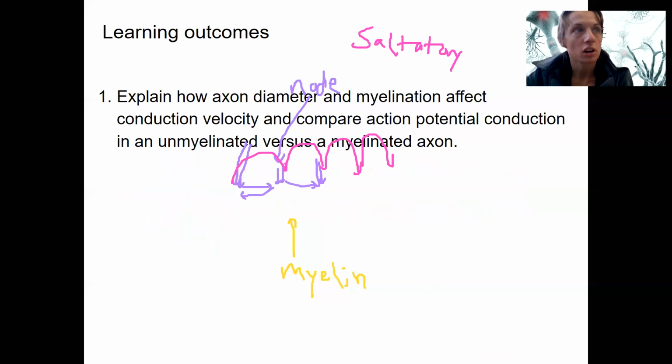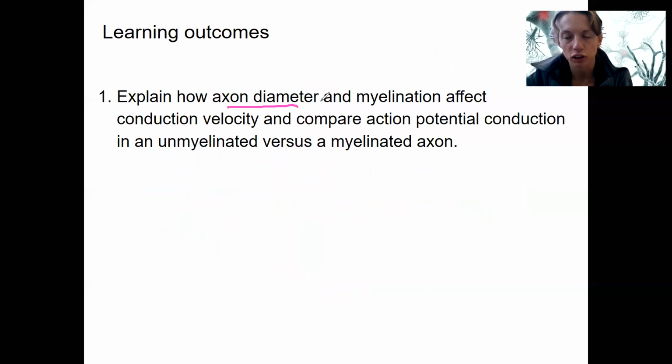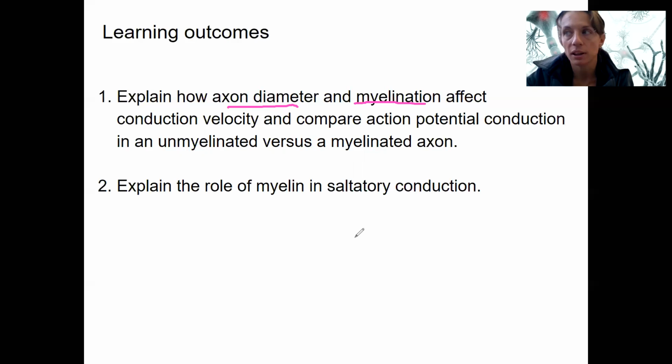Okay, so what we've just done is explain how axon diameter, so that was just the fact that larger diameter axons allow signals to travel faster than smaller diameter axons, and myelination affect conduction velocity, and compare the conduction in unmyelinated versus myelinated, faster versus slower. Then explain the role of myelin in saltatory conduction.